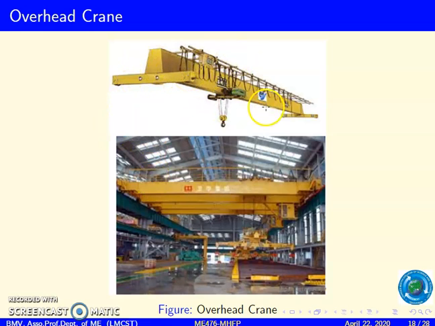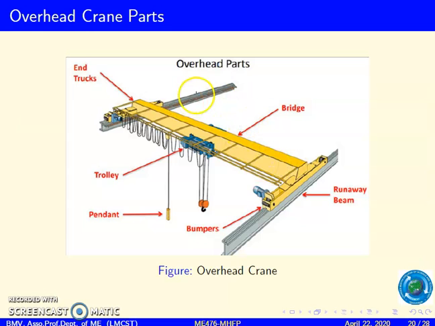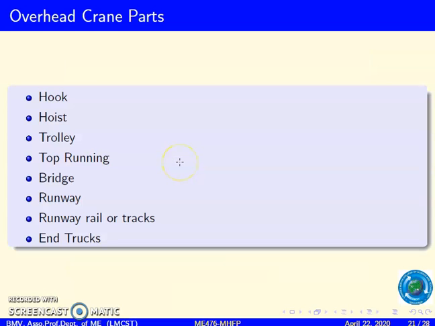And this shows the overhead crane. It is a machine that allows us to lift and move heavy material from one location to another in a precise manner. This figure shows an overhead crane with its parts. We can see the bridge, the trolley, the end trucks, and runway beams. So the main parts are hook, hoist, trolley, top running bridge, runway, runway rail or tracks, and end trucks.